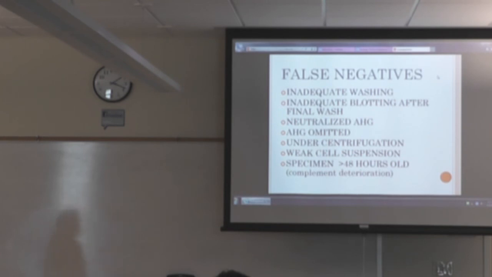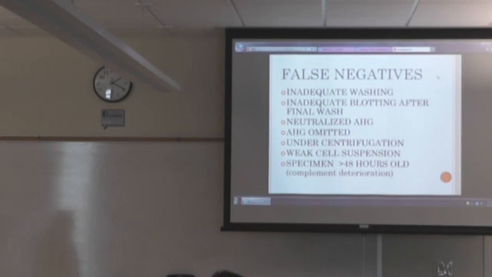So if you don't wash it enough, in between the washings, if you don't shake it enough to make sure that you're getting the cells resuspended after it's spun down, if you don't blot the final wash, then there's too much supernatant left there, and so the antibodies just kind of float around in the mixture and it can't find the antigens to be able to attach to. If for some reason your antihuman globulin has been neutralized or is no good, or is old, sad, and tired, if you forgot to put antihuman globulin, our antihuman globulin is green, but you can't buy it clear. And so if you have clear antihuman globulin and you forget to put it in, you have false negative.